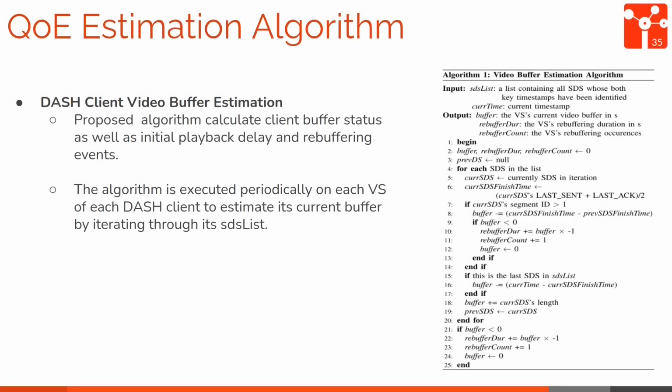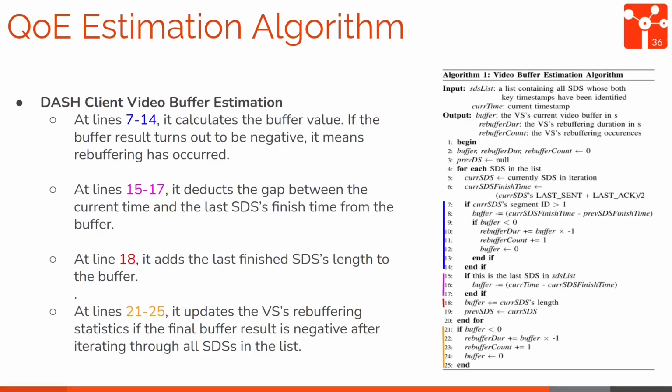After evaluating video quality, to calculate the video buffer estimation, they also proposed the algorithm shown on the right side, which is responsible for calculating the client buffer status as well as the initial playback delay and rebuffering events. The algorithm is executed periodically over each video session of each DASH client to estimate its current buffer by iterating through its segment download sessions list.